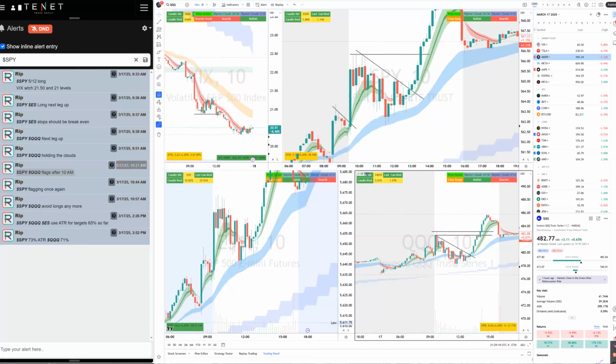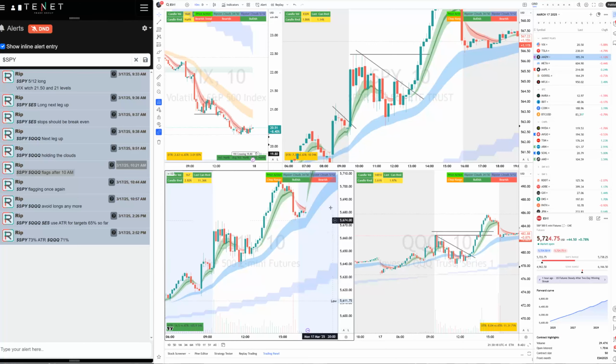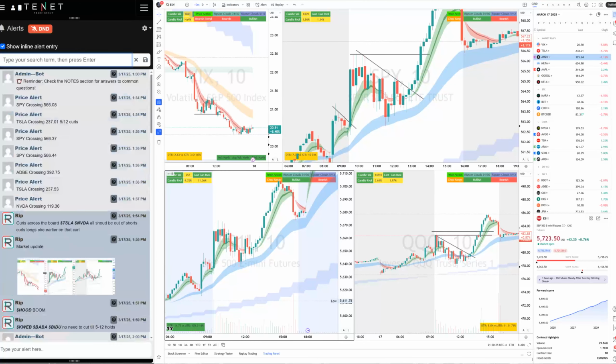But let's see here. So that was our morning trade, right? So we avoided the longs once we pushed back here. So we were done with that trade. Now what happens is later in the day, I posted this setup.